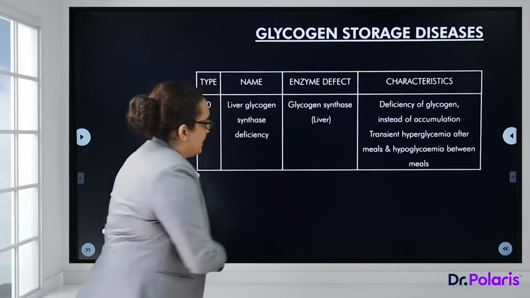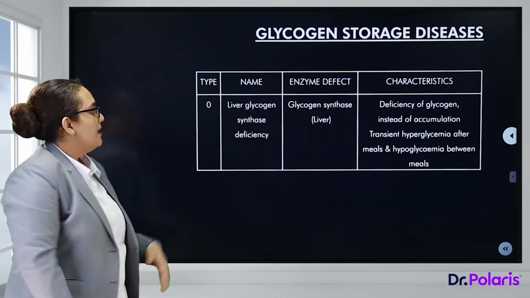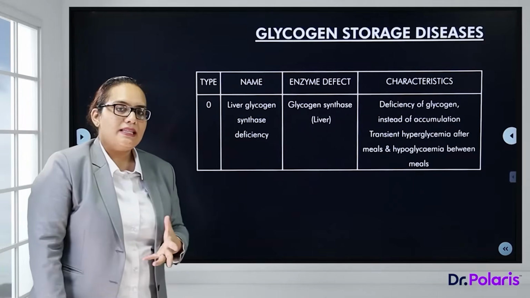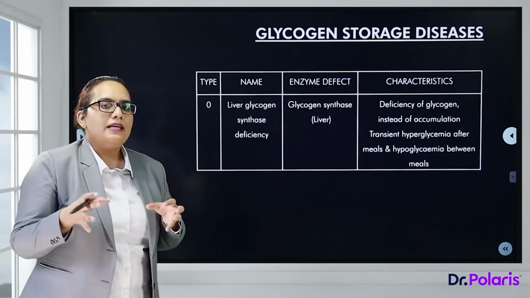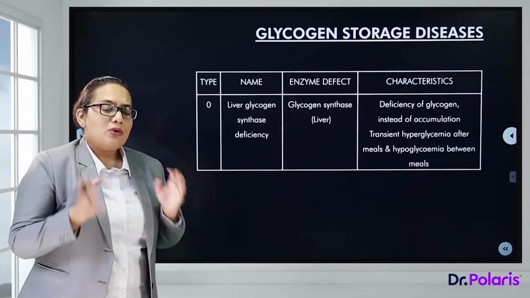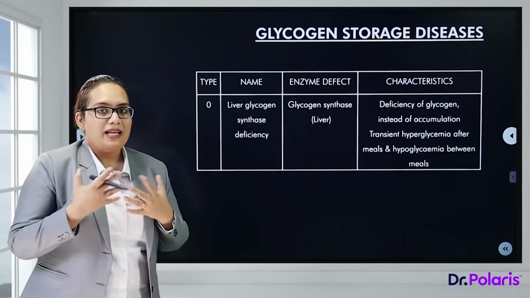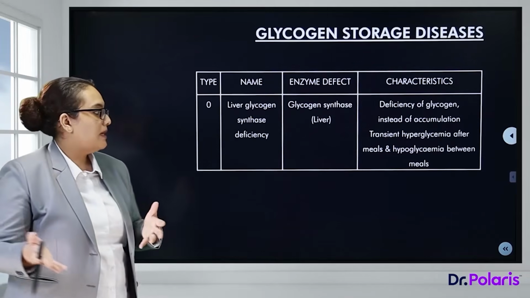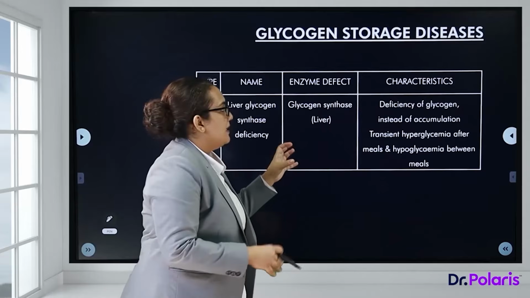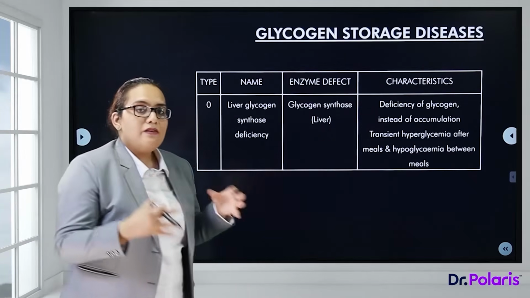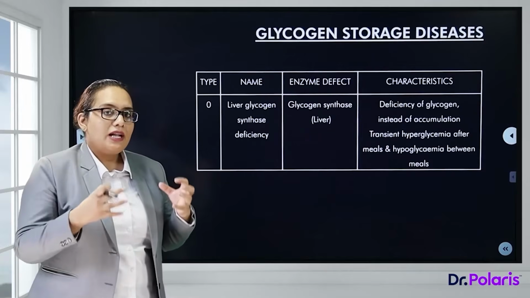Let's have a look at each of the diseases individually, starting with type 0, which is the deficiency of glycogen synthase. Glycogen synthase is a key enzyme in glycogen formation. So if the enzyme is deficient, what is going to happen? You're not going to have any glycogen stored in the liver or the muscle. So here mainly the defect is with the glycogen synthase in the liver. Hence, there will be deficiency of glycogen in the liver.